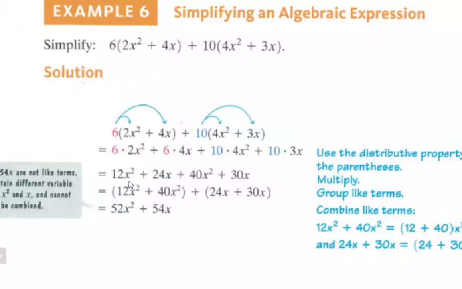All right, and then you bring the like terms together. 12x squared plus 40x squared plus 24x plus 30x. Now notice that they didn't put the x squared with the x. They are not like terms. So only x squared could be added with x squared and x with x. So when you add these two together, you get 52x squared, and then the other would be 54x. And that's the simplest form of your answer for this expression.